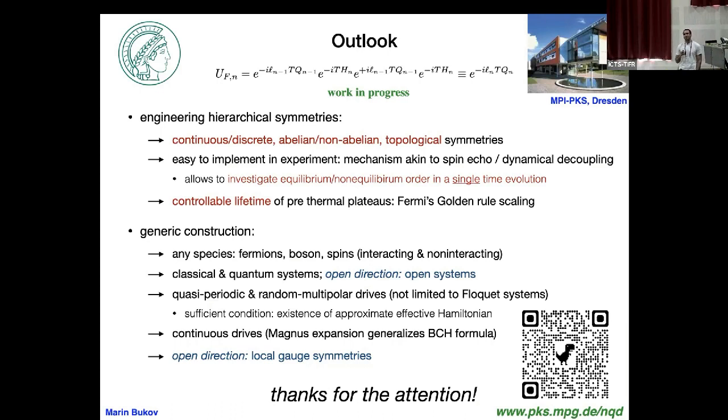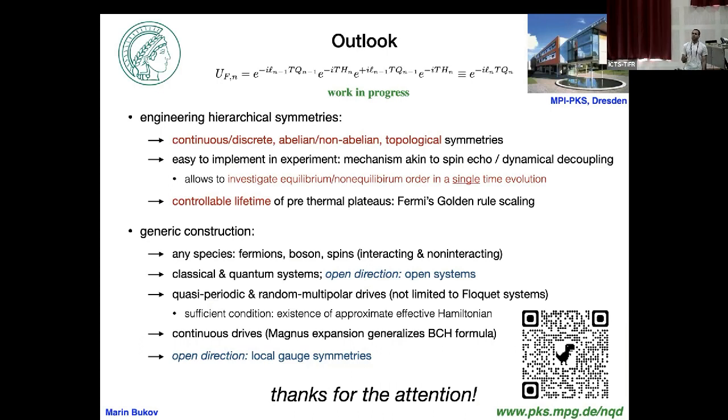One thing I didn't mention explicitly, but I actually did before, to generate the data, is that the construction applies both to quasi-periodic and random multipolar drives. So it's not really limited to Floquet systems. Indeed, the data that I showed you, the SU2 data, was done for a multipolar sequence. It actually helped us see the decay. Otherwise, these plateaus would be too long-lived for our computers to simulate them. Essentially, the sufficient condition to apply such a scheme is the existence of an approximate effective Hamiltonian. As long as you have that, you can always play these games.